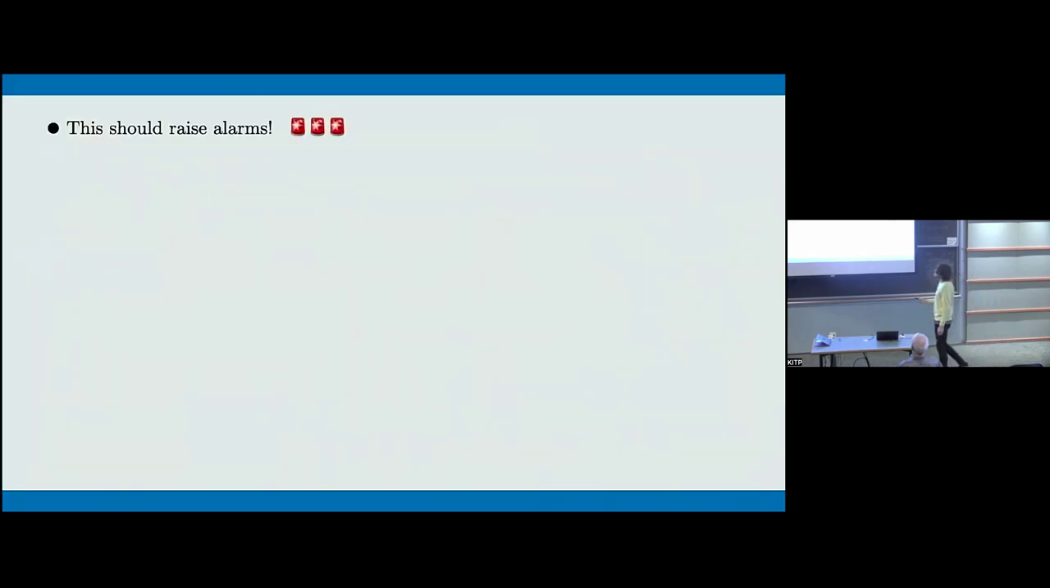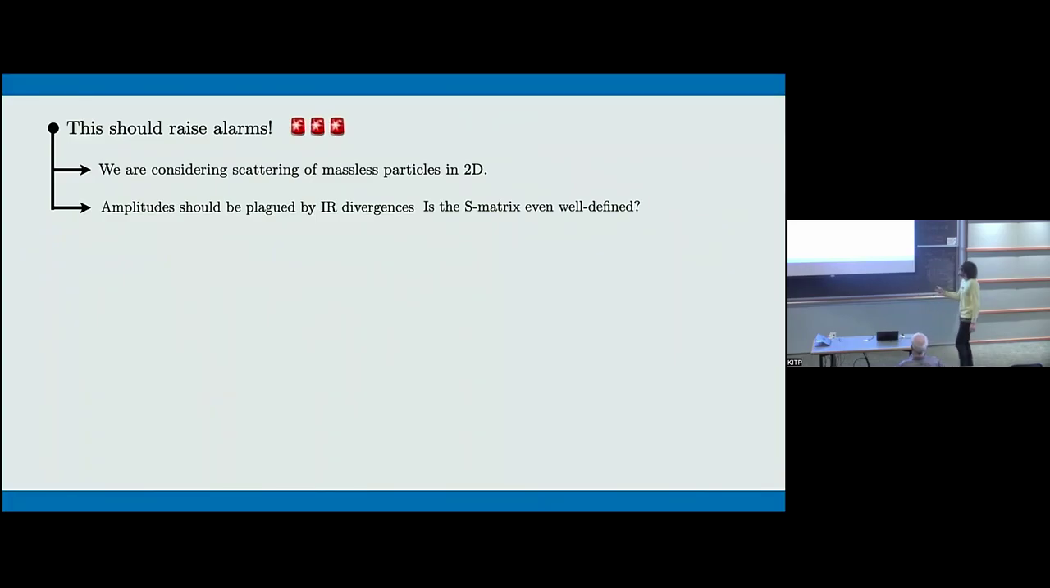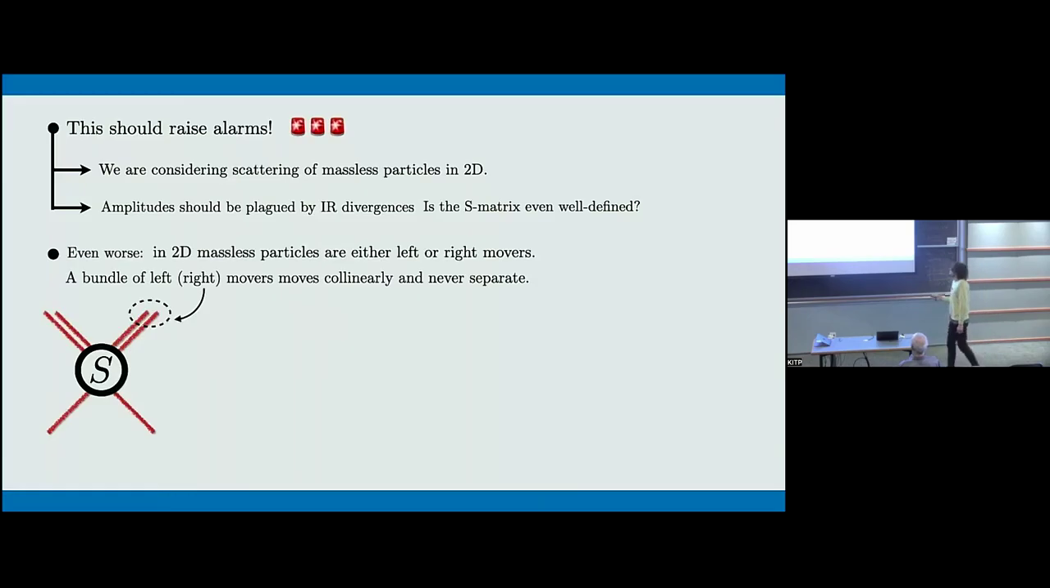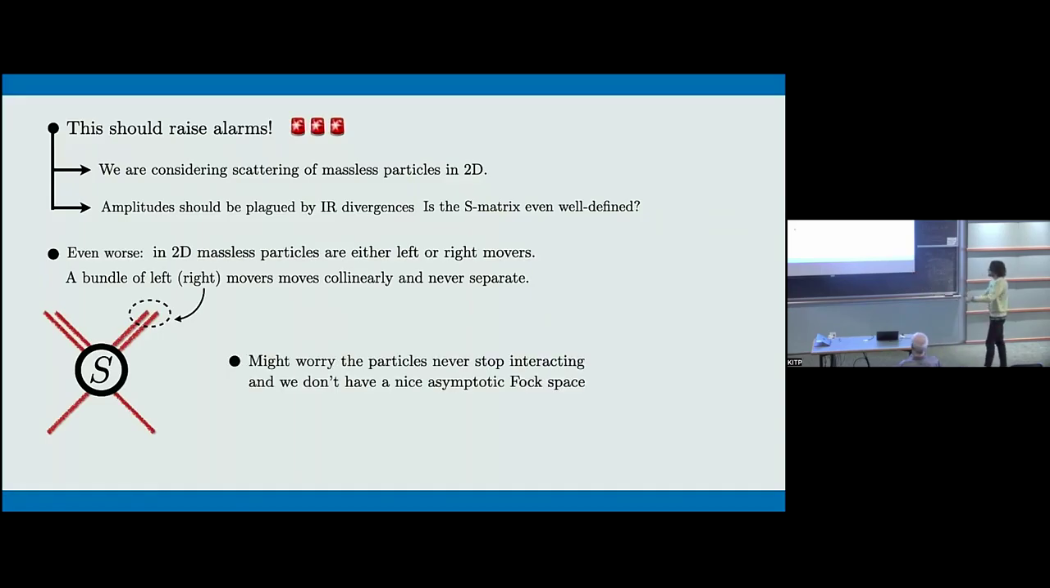Now, this should immediately raise alarms, because I'm talking about considering the scattering of massless particles in 2 dimensions. So you might worry that the S matrix is plagued with infrared divergences, and you might wonder if the S matrix is even a well-defined concept in this context. So let's first try to address these worries. Well, another worry is that you're in 2 dimensions. You have massless particles that are either left or right moving. So if you imagine you have a bundle of, say, right movers, they move collinearly and they never separate. So you might worry that they never stop interacting, and you don't even have some nice asymptotic Fock space. So how does this work?